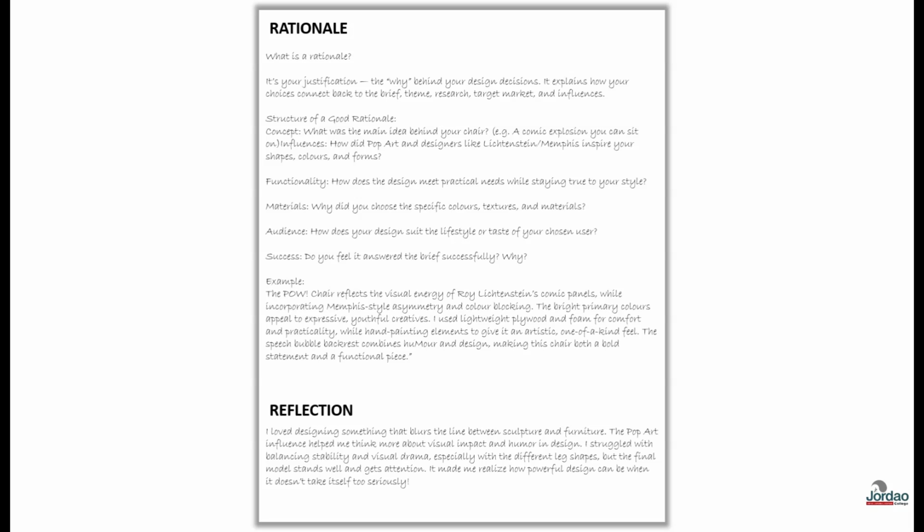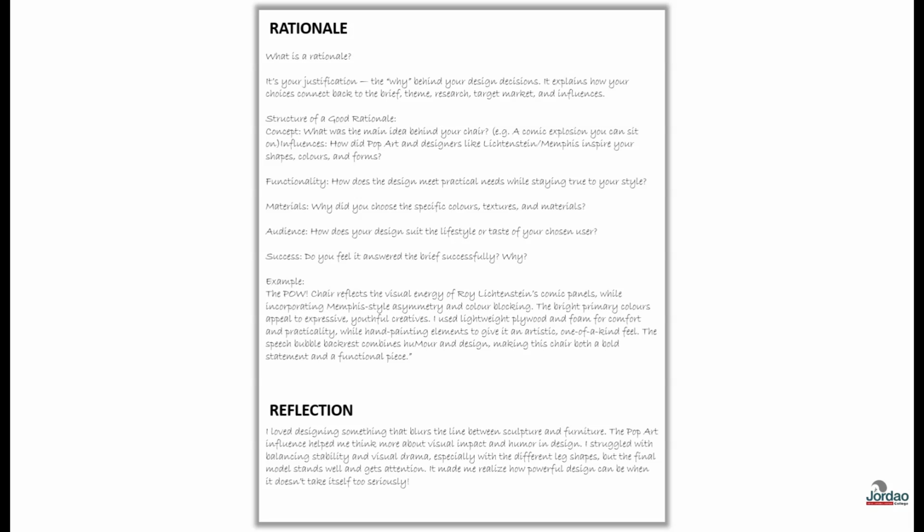You'll want to structure your rationale by answering a few key questions. First, what's the concept? Tell us about your main idea. What artists, designers, or movements inspired you? Next, think about functionality. How does your design meet the needs of the user? How is it a practical and comfortable piece of furniture? Then, talk about your materials. Why did you choose that specific wood, fabric, or finish? And finally, who is your audience? How does your design appeal to the taste of your ideal user?